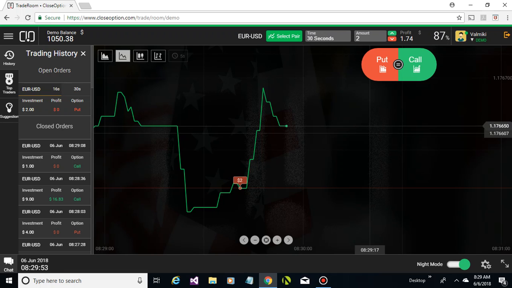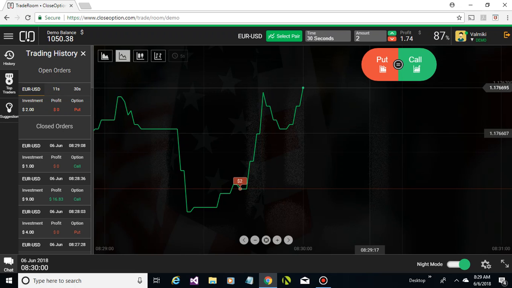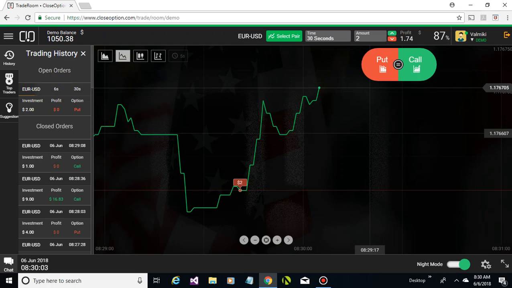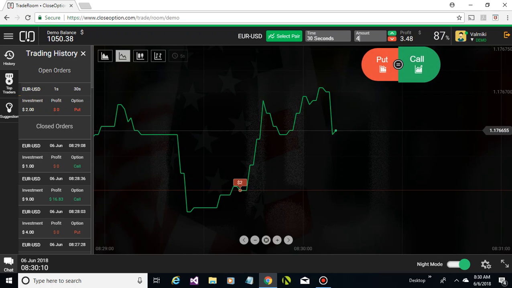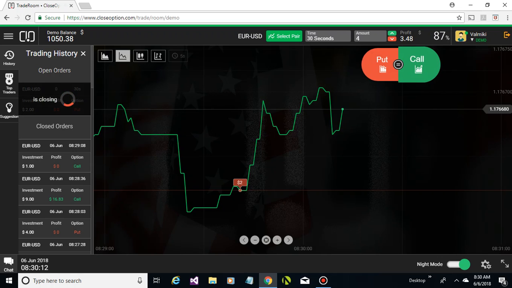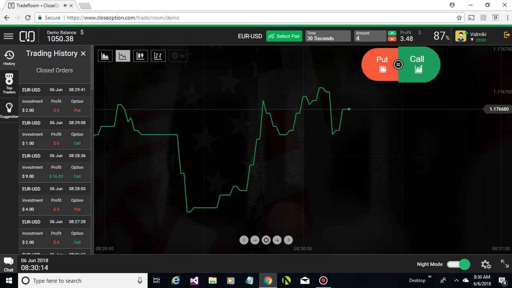So a huge spike up, come back down. Typically with a spike up, you're going to see a little bit of retracement. It's a loss. It's a $4 call.